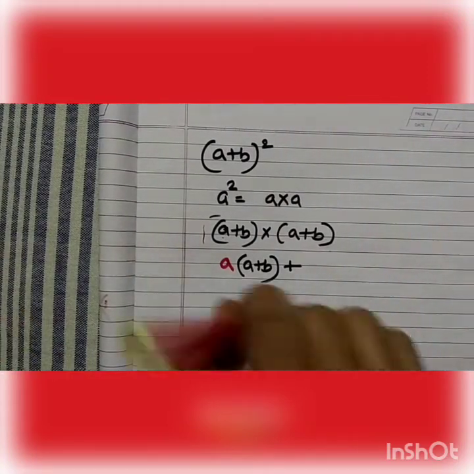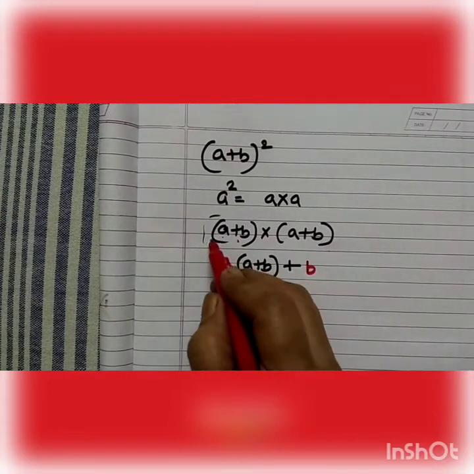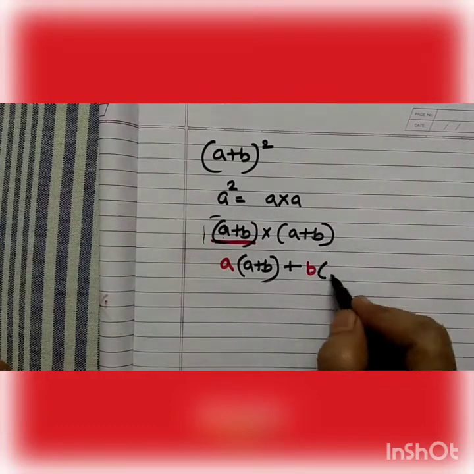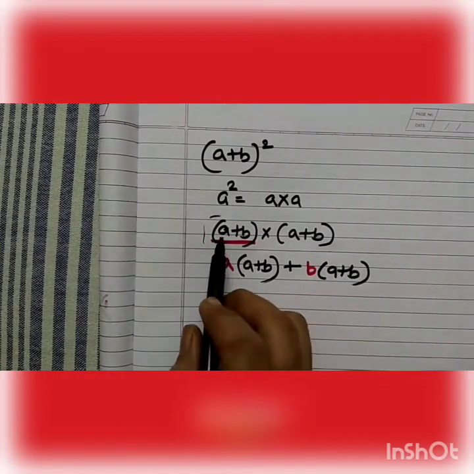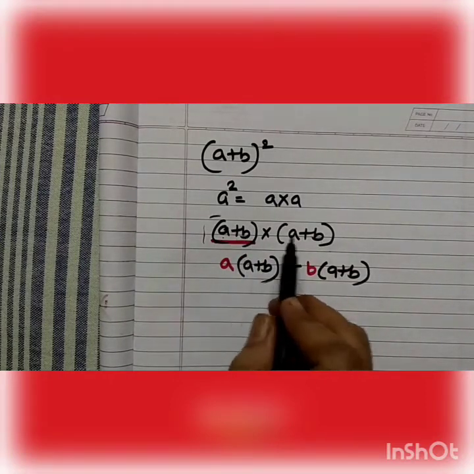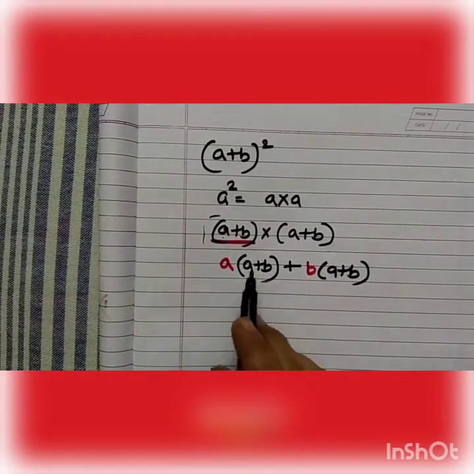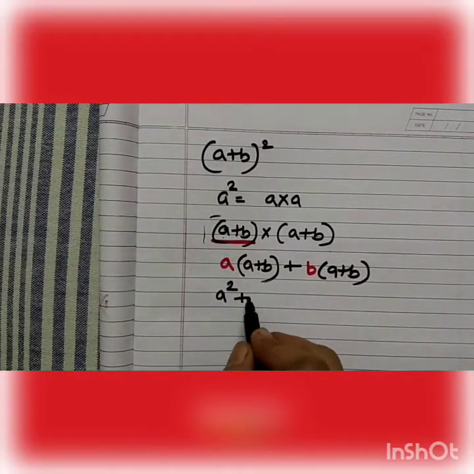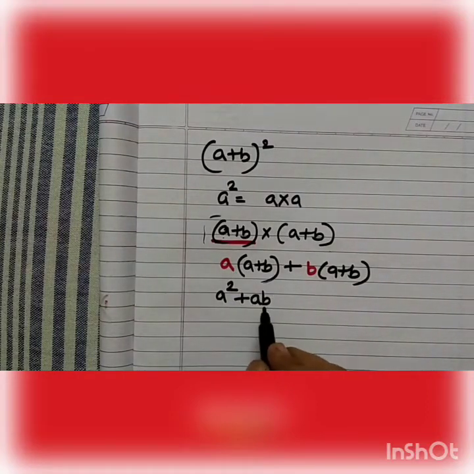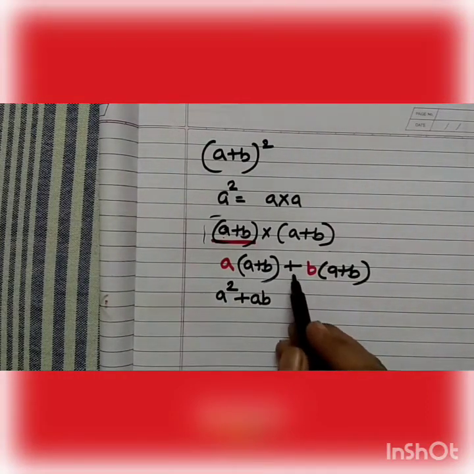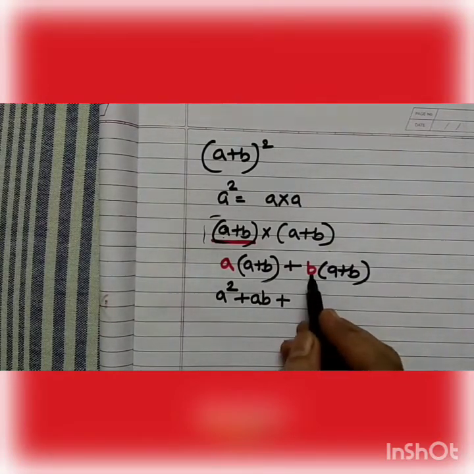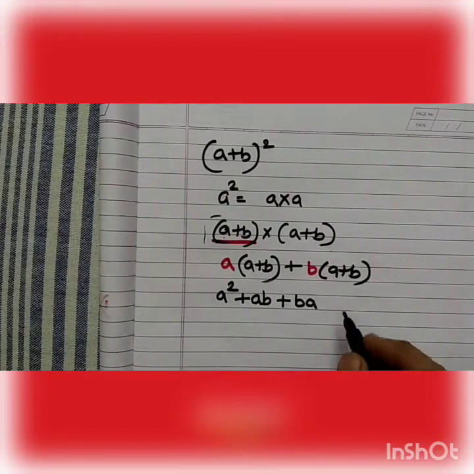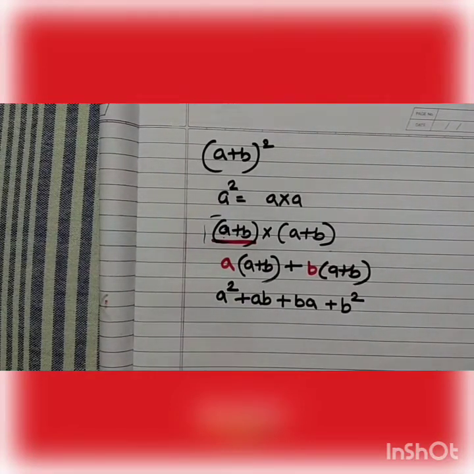Now I'm going to multiply this b. This part I am marking by red. So this b is multiplied again by a plus b, isn't it? This a multiplied by a plus b, plus b multiplied by a plus b. Now we'll open the bracket. So a into a will give me a square. A into b will give me ab, and the sign will be plus. Now here, this plus sign, again I have b into a will give me ba. Then b into b will give me b square.